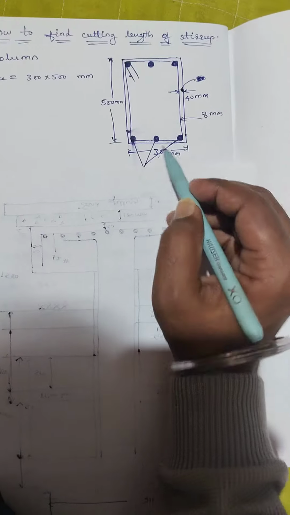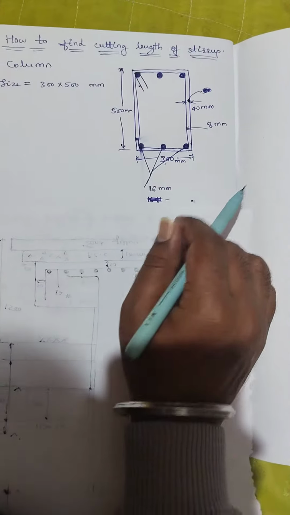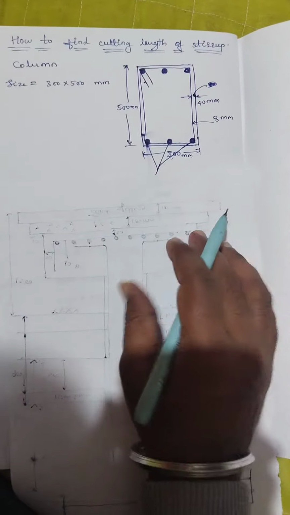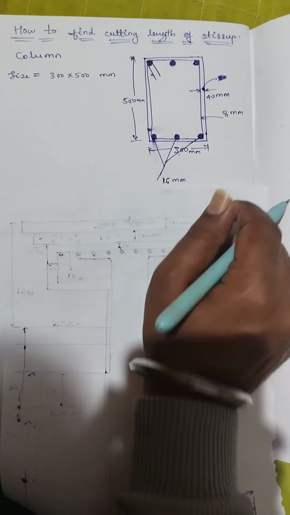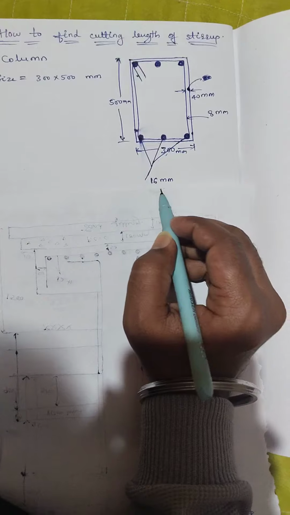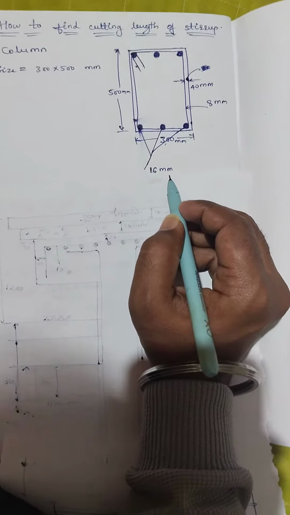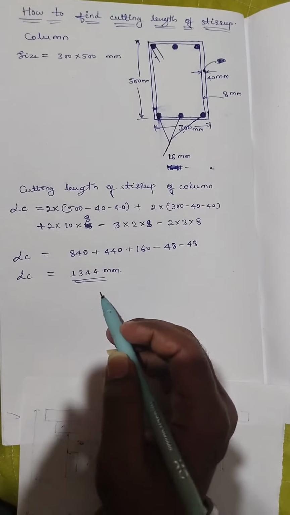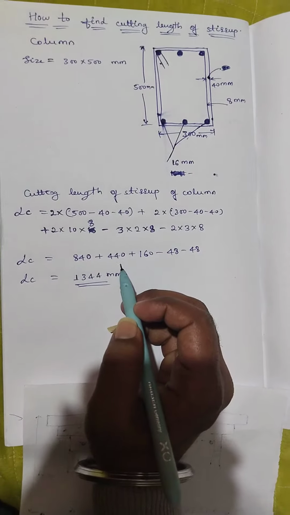The dia of the bar is 16 mm. 16 mm dia of bars, and stirrups dia bar is 8 mm. See here, I have already found the cutting length of stirrups of the column.